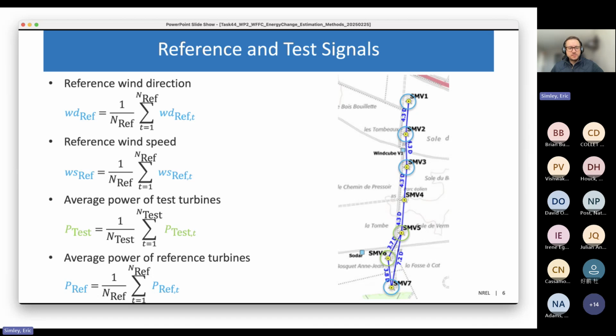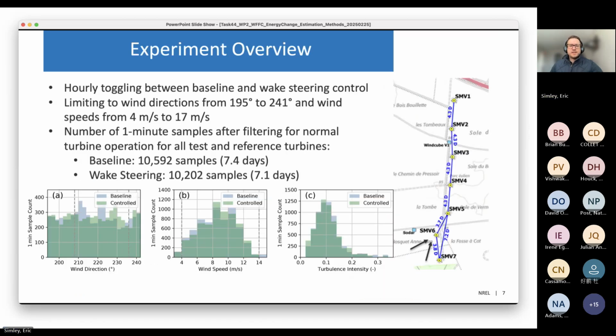Then for some of the analysis for the power ratio method, we derived a test power signal, which was just the average power of the two test turbines, and a reference power, the average power of the four reference turbines. We use these in the power ratio method for quantifying the change in energy. So I just wanted to define these terms here.